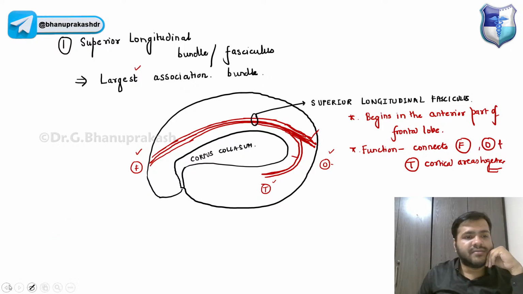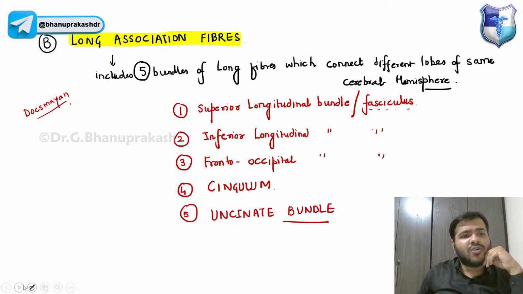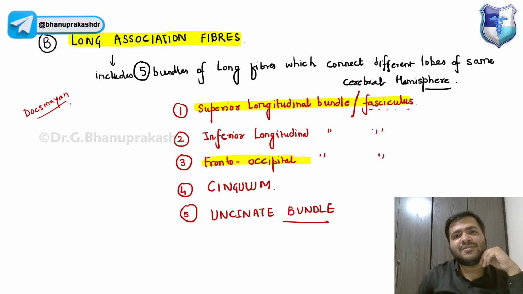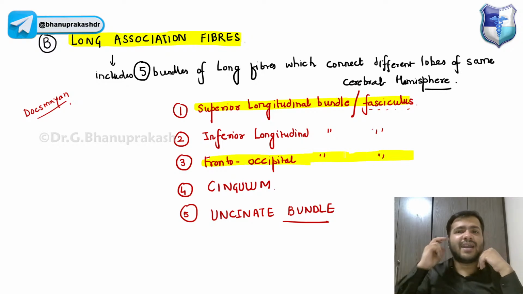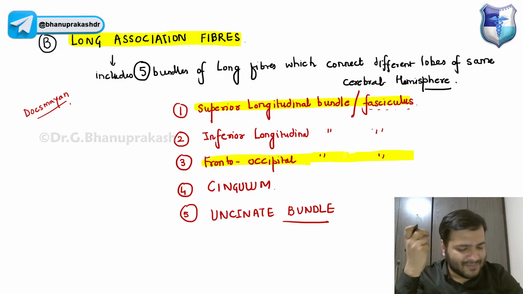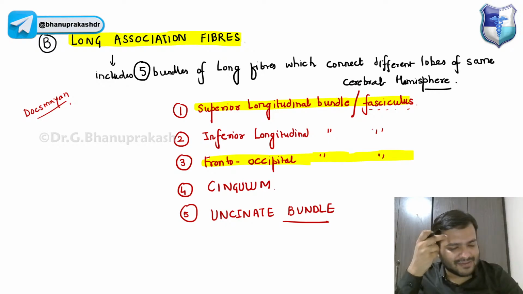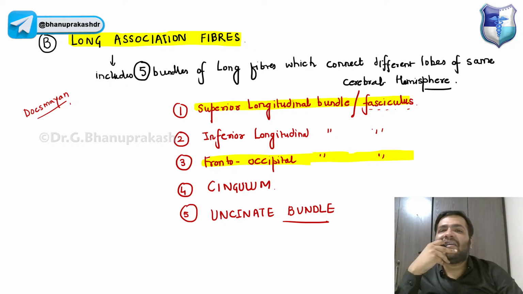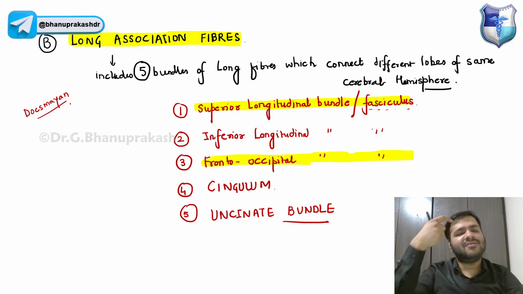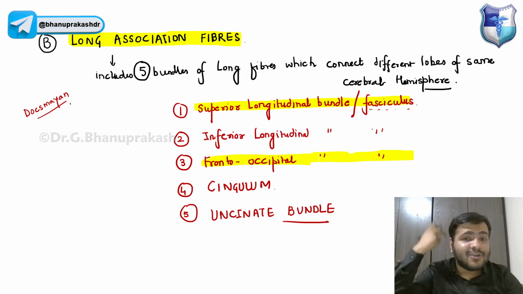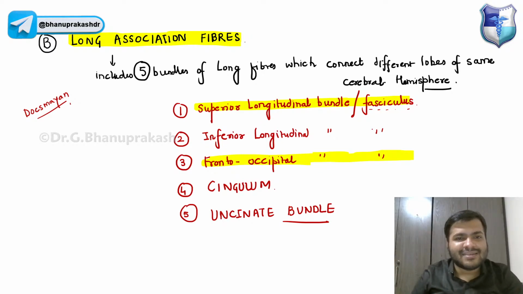Now, guys, again, coming on to the superior longitudinal fasciculus, if you just read out the third name, the fronto-occipital fasciculus, again they are the same, guys. Now, guys, what is the difference? Superior longitudinal bundle also runs from frontal to occipital. Fronto-occipital also runs from frontal to occipital only. Now, what is the difference between this first and the third? They look like the same, guys.